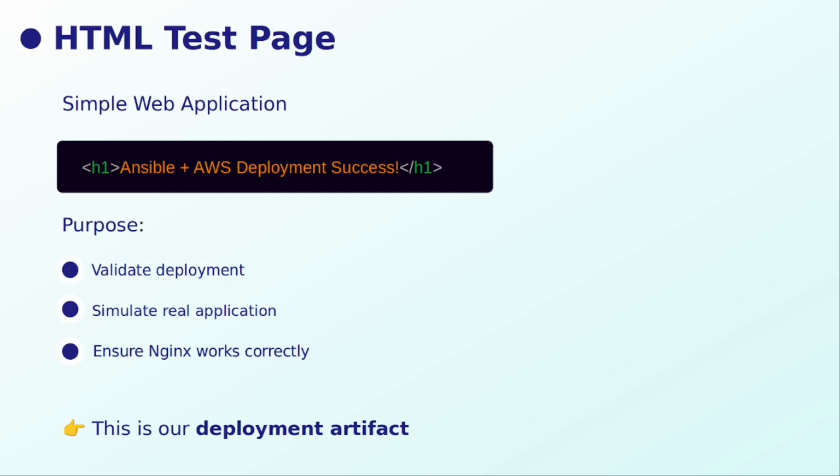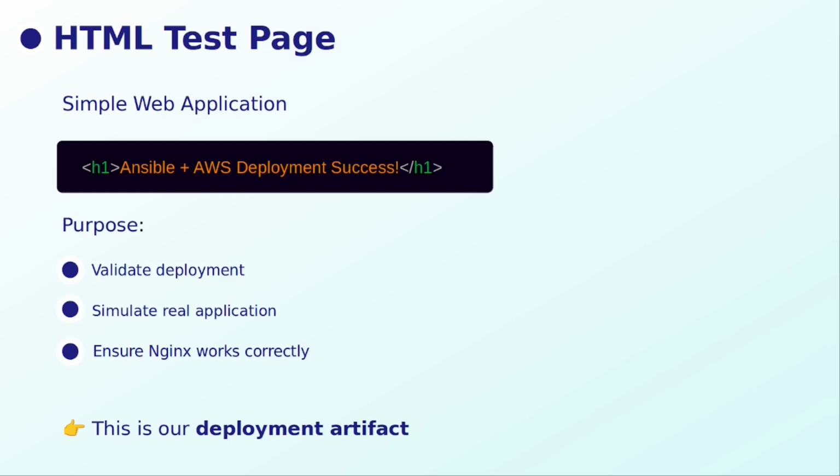HTML test page. Simple web application. For this project, we deploy a very simple HTML page. It contains just one line, Ansible plus AWS deployment success. Even though it looks basic, it plays an important role. First, it helps us validate that deployment works. If we can see this page in a browser, everything is functioning correctly.